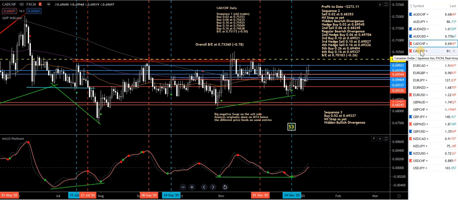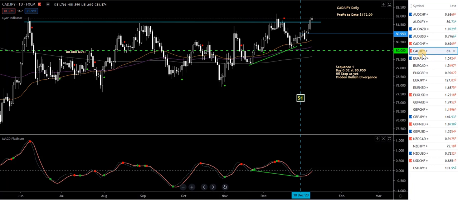Who knows? Right, CAD Yen, it is also highlighted. There must be a reason for that. MACD Platinum's close to the zero level in a buy. You can read my notes there. Hidden bullish divergence. So there's no stop in place. I love my hidden divergence. I'm confident of always working my way out of it. Well, not always, but you know.